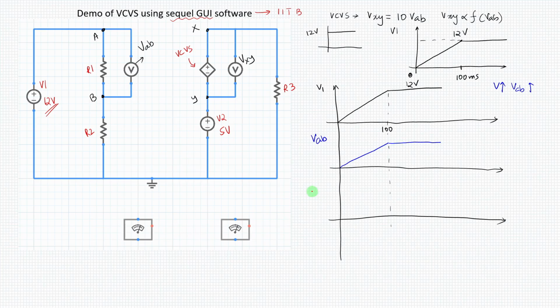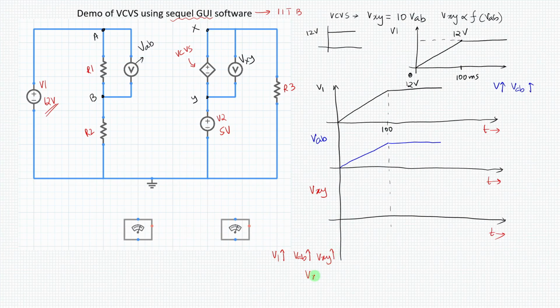The third graph that I want to plot is Vxy. Remember, the x-axis for everything is time. Now Vxy, you know, is 10 times VAB. So as V1 increases, VAB will increase, and so will Vxy.